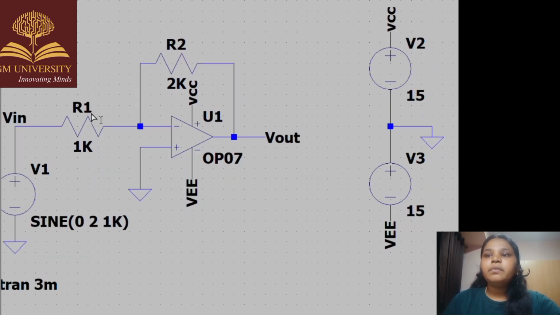This is a non-inverting amplifier circuit using the OP07 op-amp. The op-amp is used to amplify the input signal. We have used resistor R1 as 1 kΩ and R2 as 2 kΩ.